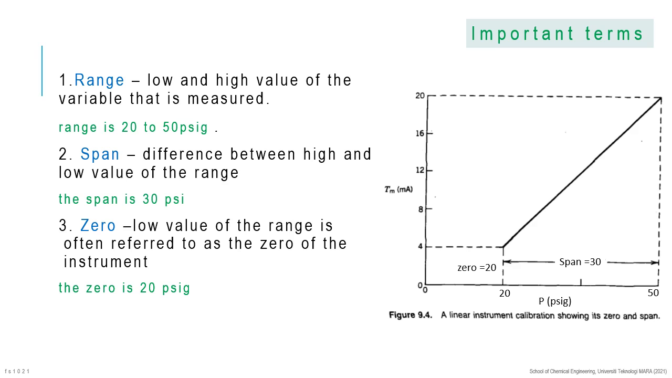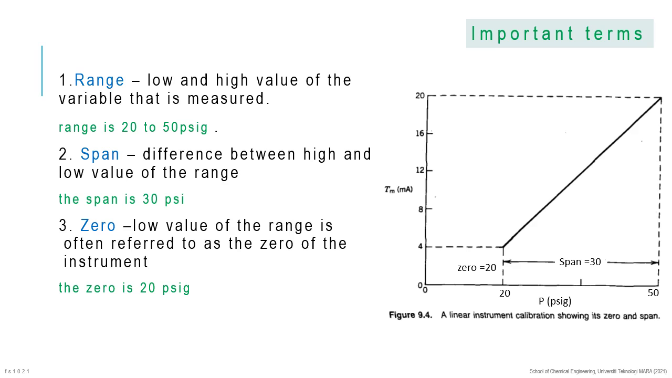Next, the term span. What is the span? Span is the difference between the high and low value of the range. So, from the figure, what is the span for this sensor transmitter combination? The span is 50 minus 20, which is 30 psi.